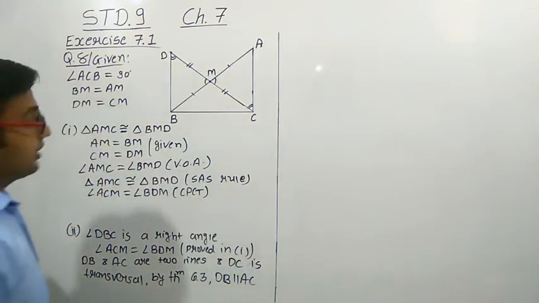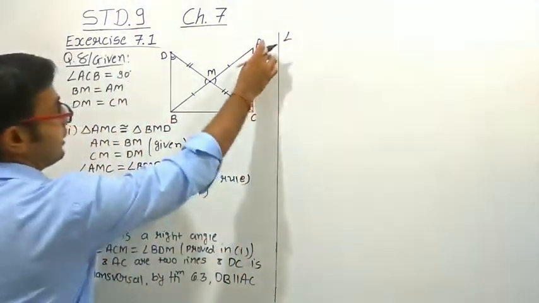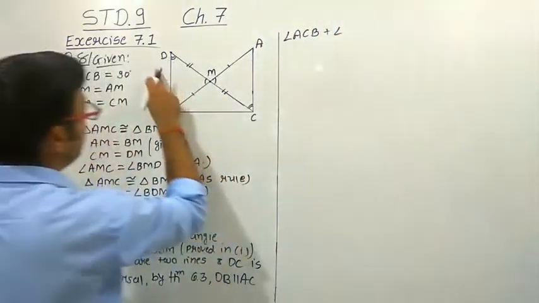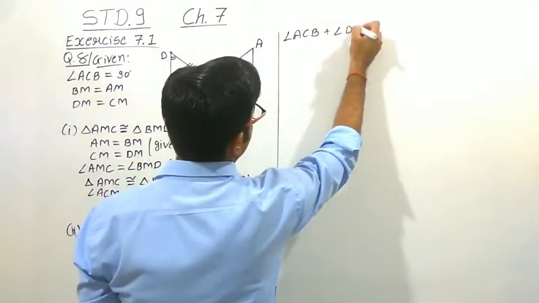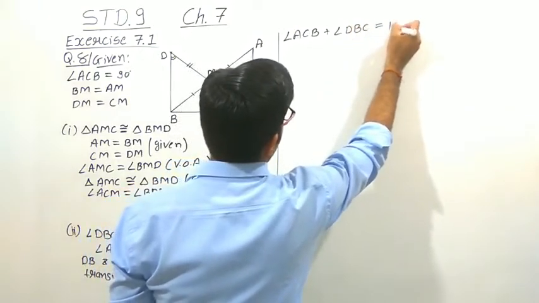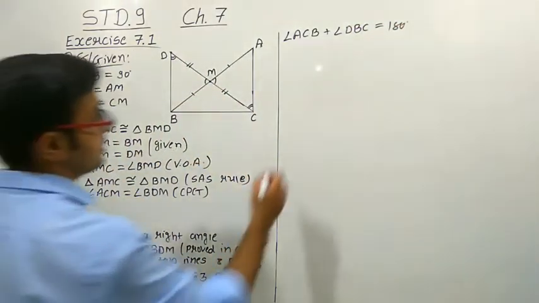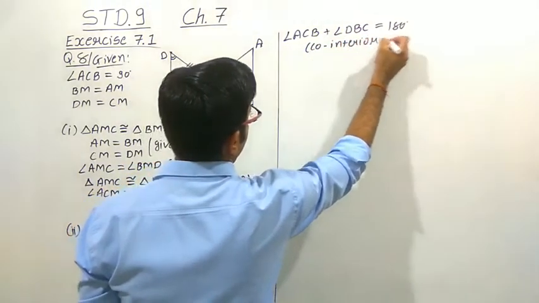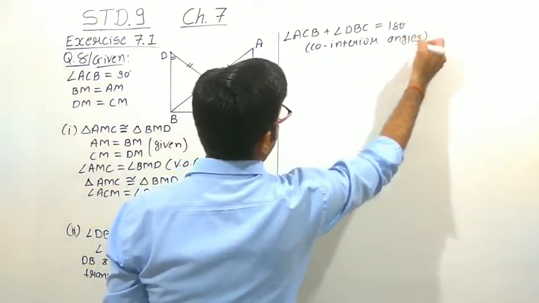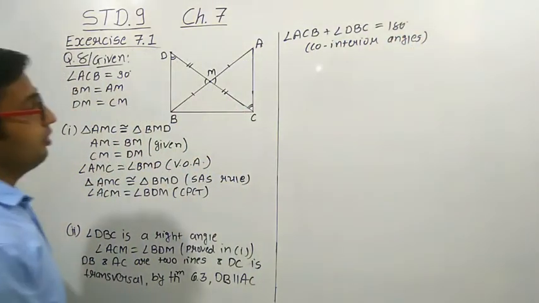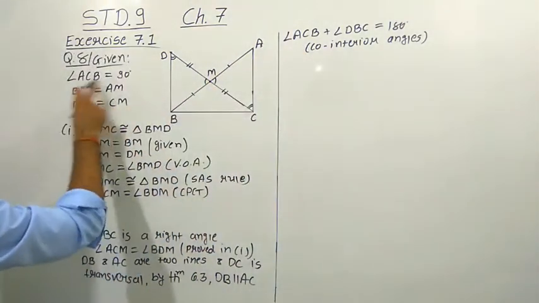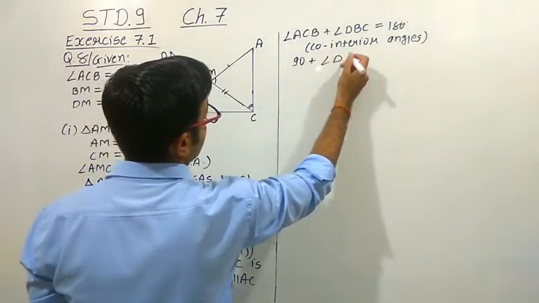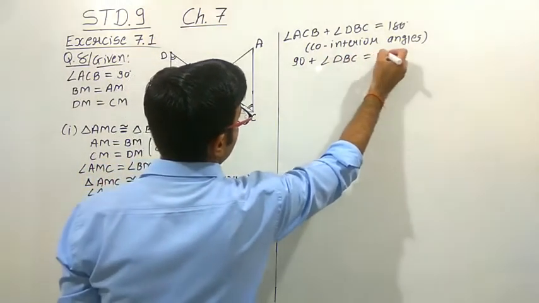Now we can write down that angle ACB plus angle DBC, the total will become equal to 180 degrees. What is the reason? The reason is co-interior angles, right? The addition of the two co-interior angles will become 180 degrees. Now out of that, ACB we already have, that is 90 degrees. Put down here 90 plus angle DBC is equal to 180 degrees.